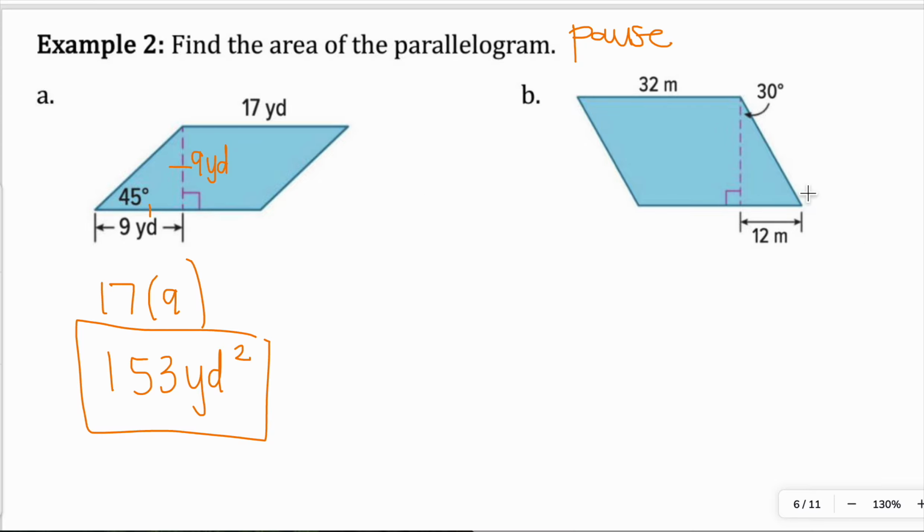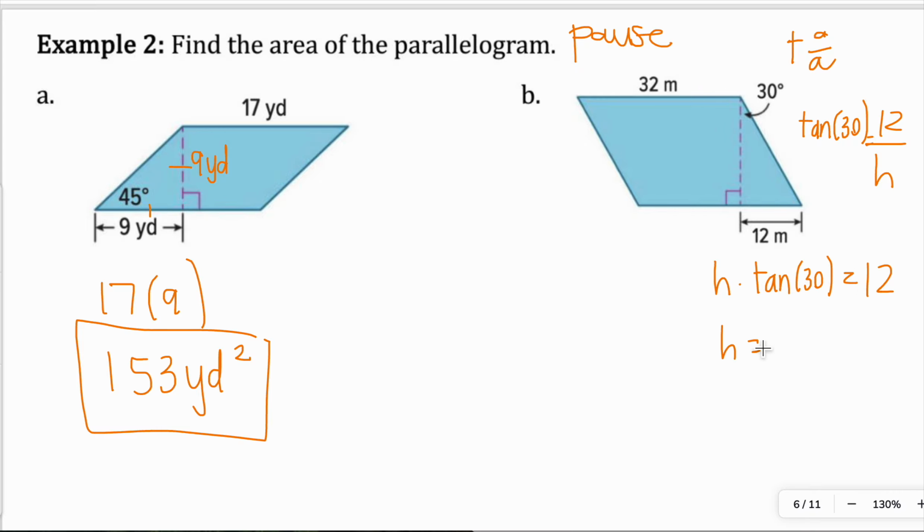And then for this next one, this would be a 30, 60, 90 triangle. So you can either remember the relationship for 30, 60, 90, or consider using tangent, because if I'm given 30, I have an opposite and I'm missing adjacent. So tangent is opposite over adjacent. So the tangent of 30 is equal to 12 over, we'll say h. So that means h times tangent 30 equals 12. So to find my height, I'm going to do 12 divided by tangent of 30.